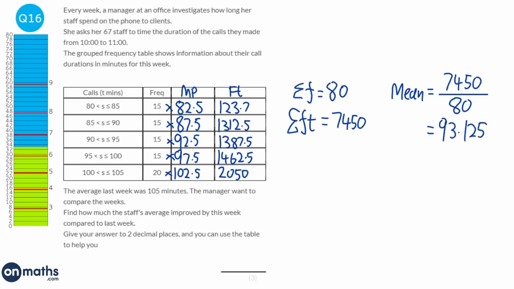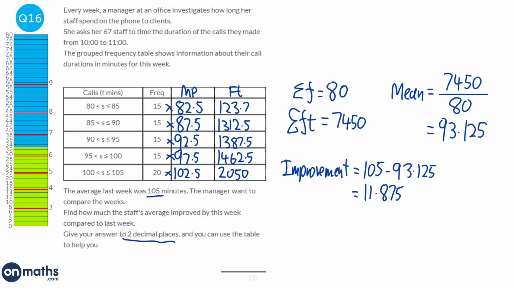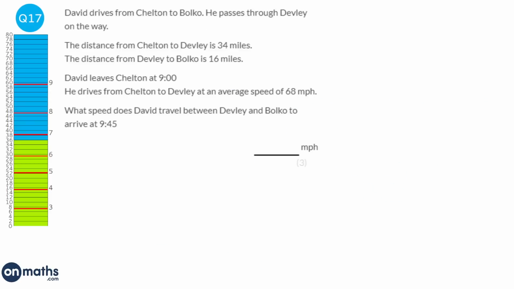Now this question is about the improvement that the manager has made to the call centre. So we're looking at subtracting the 93.125 away from the last week, which was 105. So we're looking for improvement, and we're going to do 105 take away 93.125. And that's going to be 11.875. Now it does ask for 2 decimal places, so that will be 11.88.